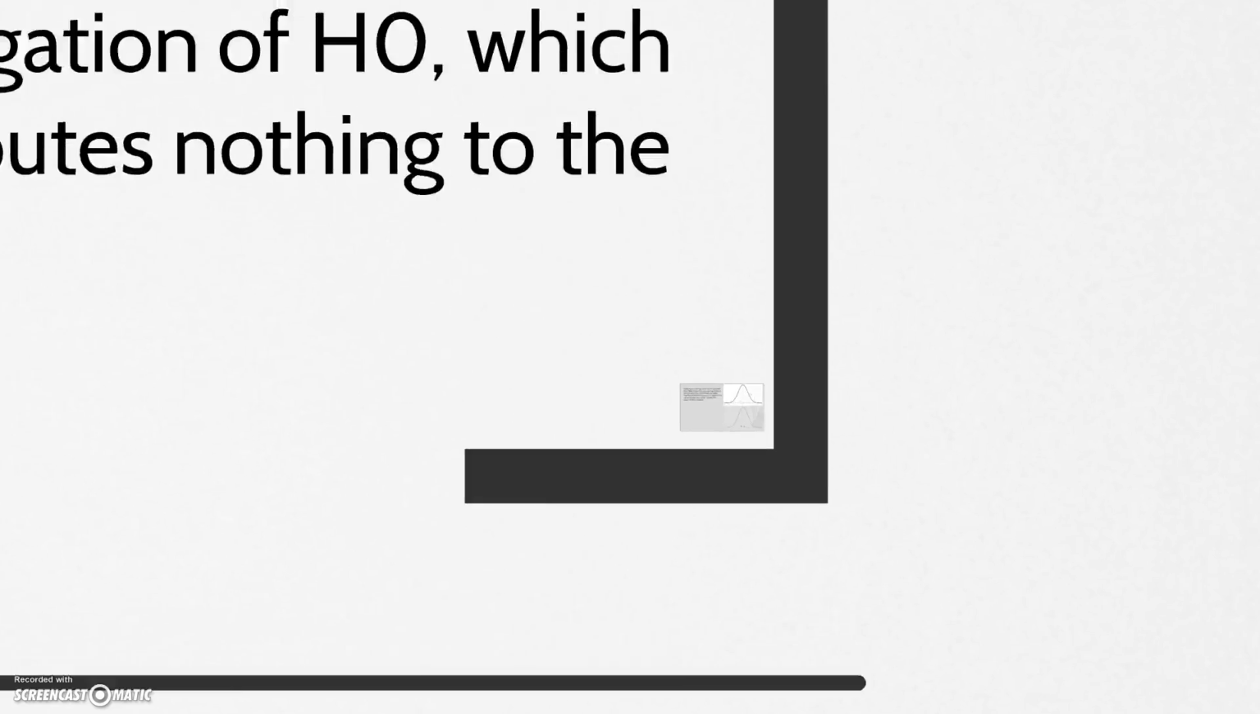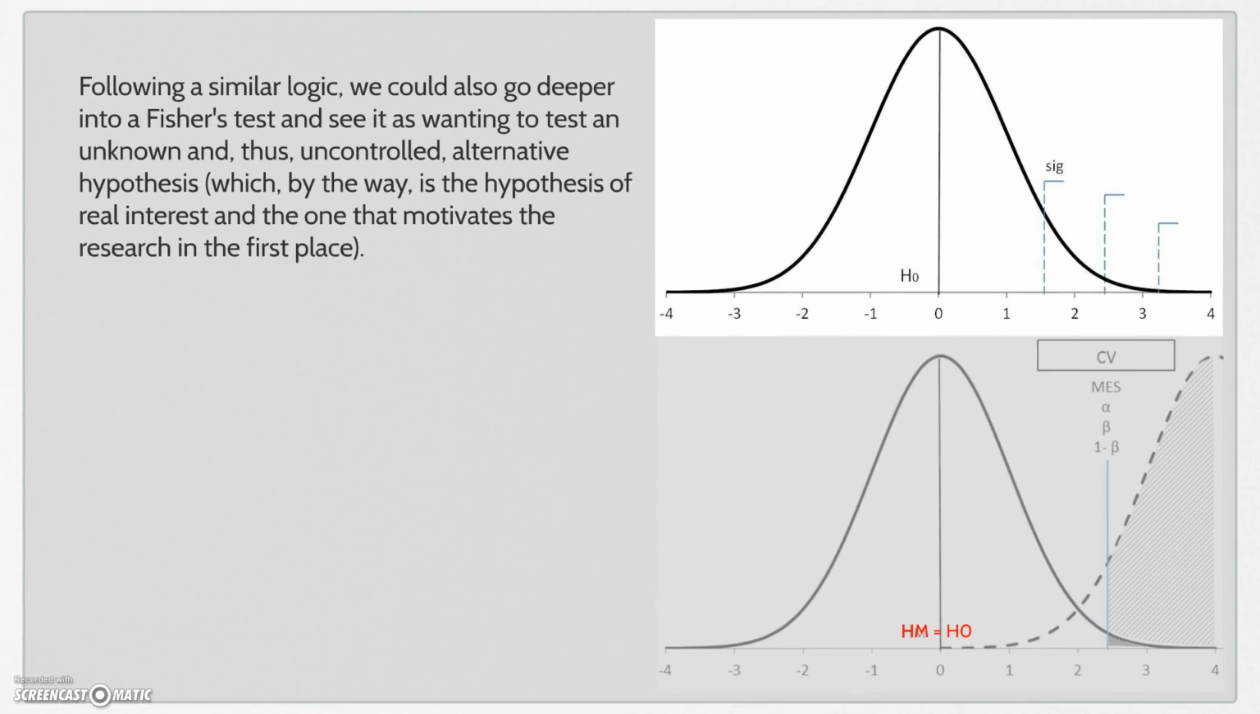Following the same logic, we could also have a deeper look at Fisher's test and see it as wanting to be a test of acceptance, that is, wanting to test an unknown and thus uncontrolled alternative hypothesis, which, by the way, is the hypothesis of real interest and the one that motivates the research in the first place.